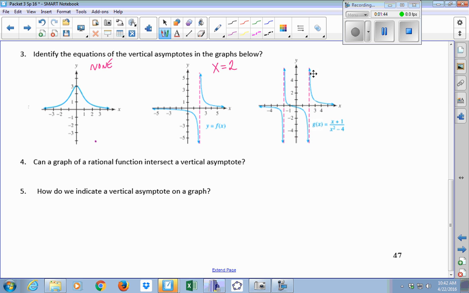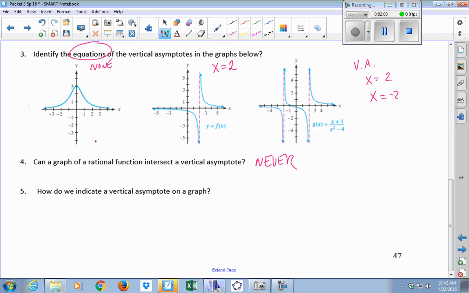The next graph has two vertical asymptotes with a lot going on either side of them. The two vertical asymptotes here are x equals positive 2 and x equals negative 2. Whenever I ask you for an equation, that's what I expect to see, is an equation. Can the graph of a rational function intersect a vertical asymptote? Never.